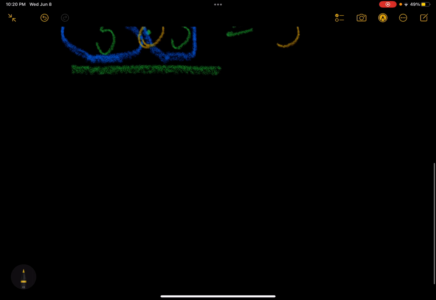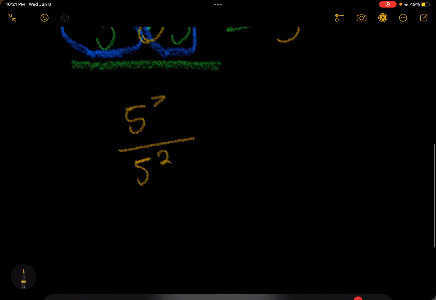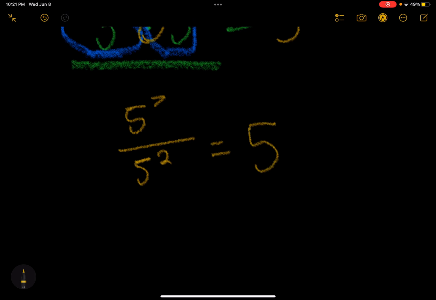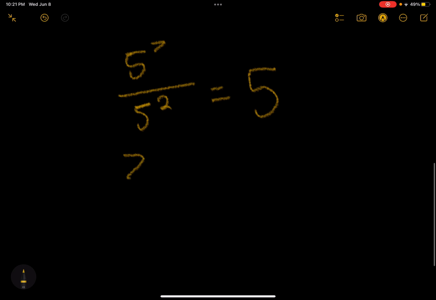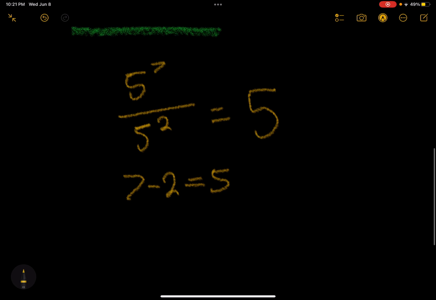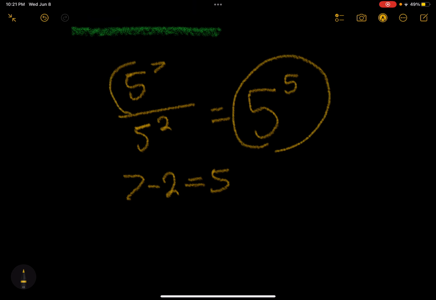Now, whenever dividing exponents, you also need the same base. Let's say 5 to the 7th divided by 5 to the second. You put the same base, and then instead of adding, you subtract. So this is equal to 7 minus 2, which is 5 to the 5th power. You always need that same base as well.